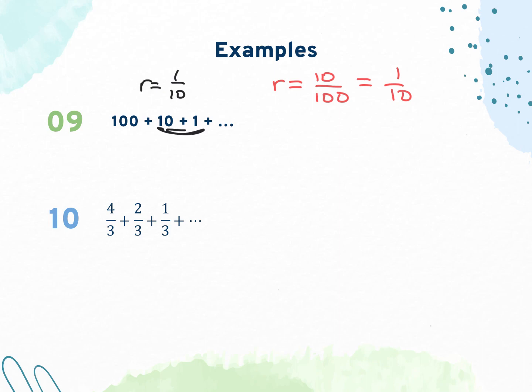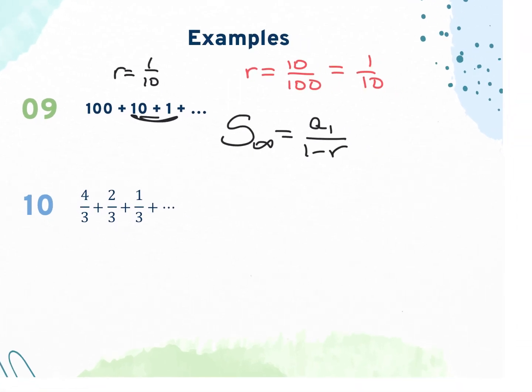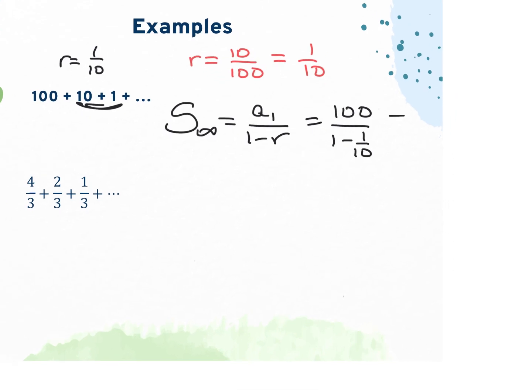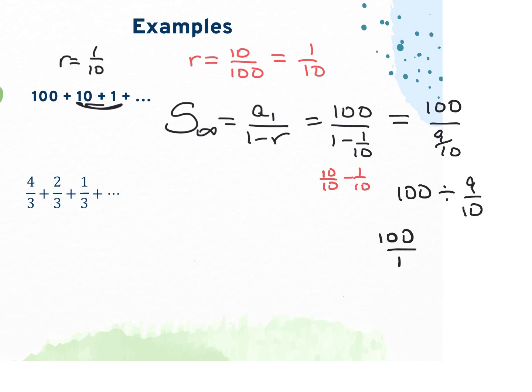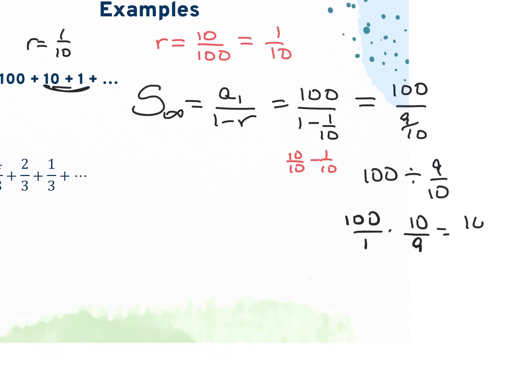Remember, the formula is the sum to infinity, first term divided by 1 minus r. My first term is 100. My r value is 1/10. I need to subtract 1 minus 1/10. I could change this 1 to 10 over 10. So my denominator now becomes 9/10. I'm dividing 100 divided by 9/10. Keep flip change it. And my final sum is 1,000 over 9.